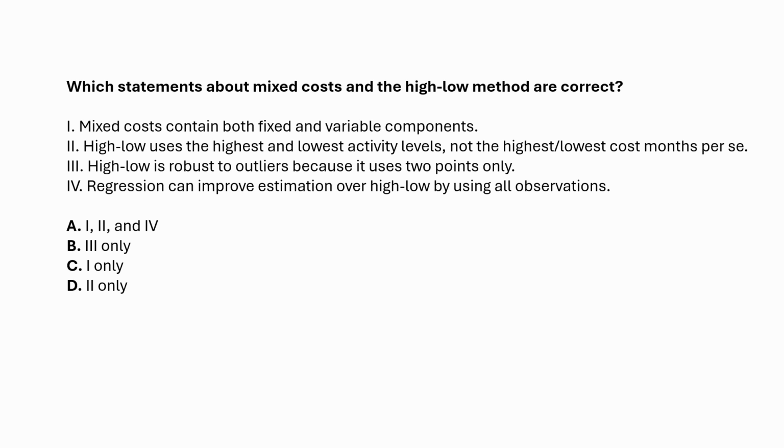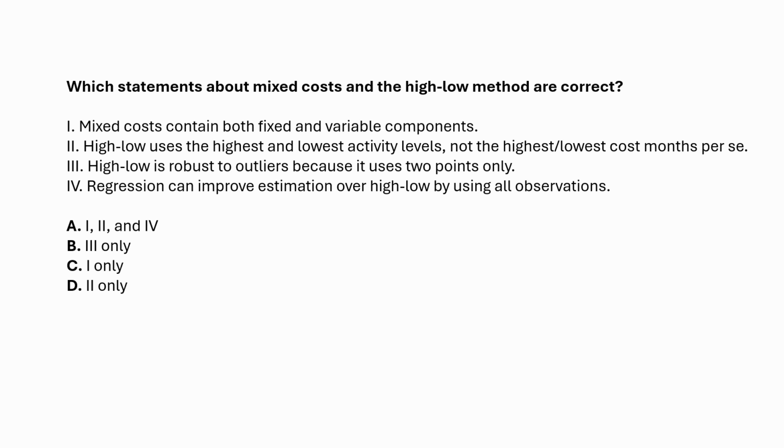Number 4, regression can improve estimation over high-low by using all observations. Yes, regression analysis uses the entire data set and minimizes overall error, which makes it less sensitive to outliers compared to relying on just 2 points. So number 4 is correct. So the true statements are 1, 2, and 4. That means the correct answer is choice A.